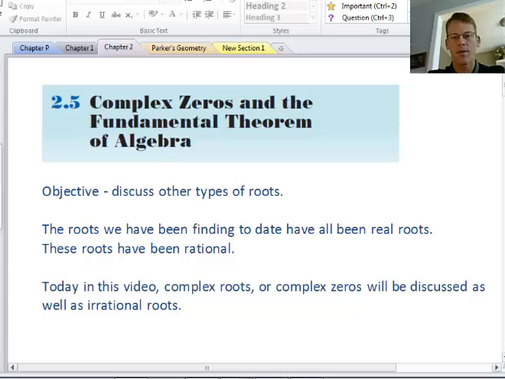Well, basically the fundamental theorem of algebra says that whatever the degree of your polynomial is, it guarantees you that same number of roots. Now those roots can be real, or they can be imaginary, or they can be complex. That's what the fundamental theorem of algebra guarantees you.